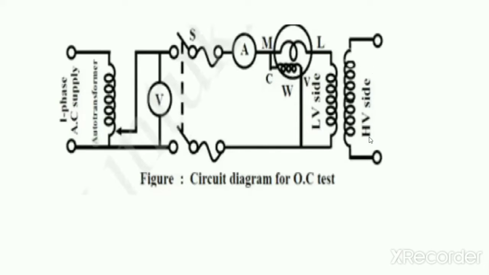In this, the HV side is open circuited, and all the equipments are connected on the LV side. When we connect the AC supply and switch it on, we gradually increase the voltage using this auto transformer and obtain the rated voltage. After that, we note down the no load current and W0. This W0 gives the core losses. Understand? This W0 gives the core losses.